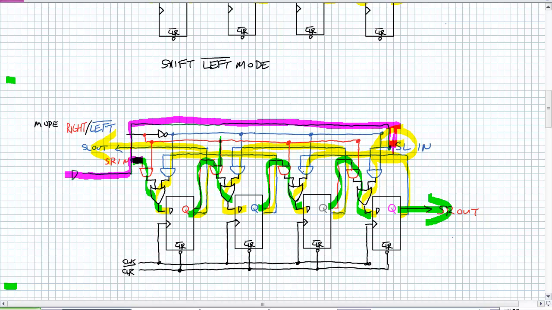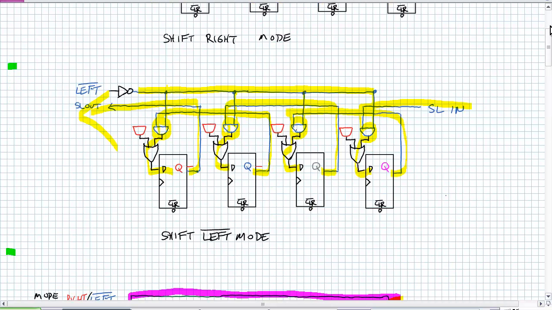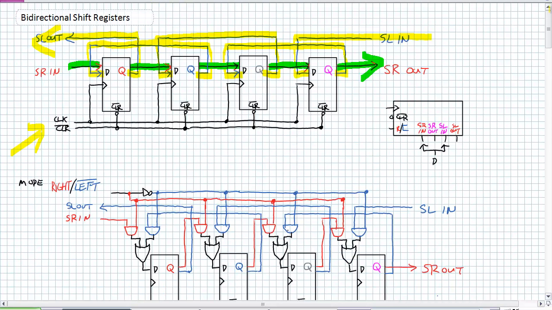If you want to go ahead and think of it in this incredibly complex fashion, be my guest. My advice to you is just think of it in our original configuration. When it's in right mode, it's going right. When it's in left mode, it's going left. Be aware that sometimes you can tie shift right in and shift left in to a single D input, regardless of which mode it's in, it's still going to use that single D input.